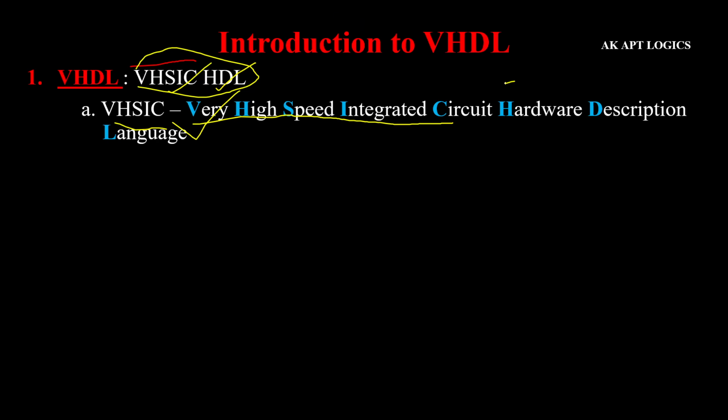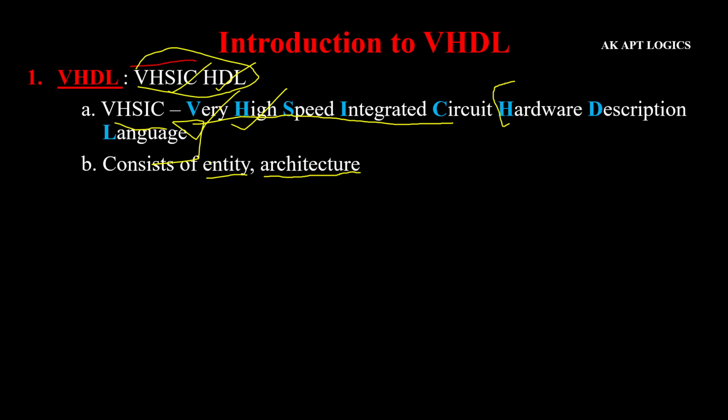Hardware description language means we are going to describe the hardware, right? Like we are going to describe the half adder, full adder, AND gates, multiplexers using coding. For that we are going to use VHDL. So it is called very high speed integrated circuit language. It consists of entity and architecture.